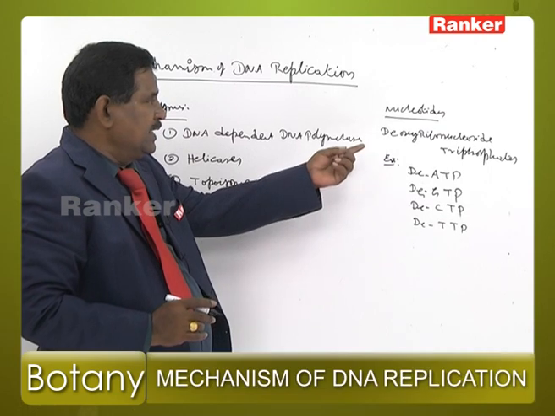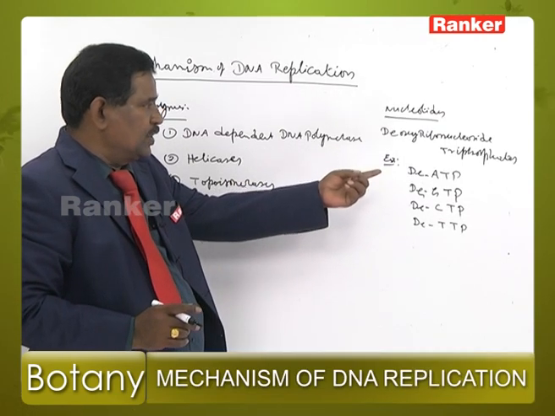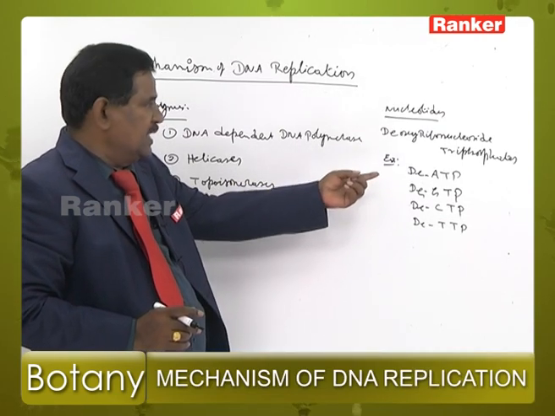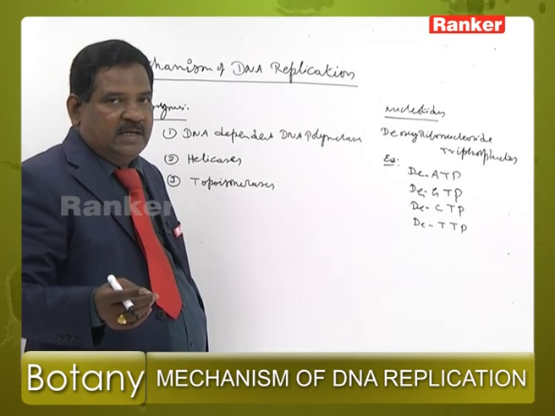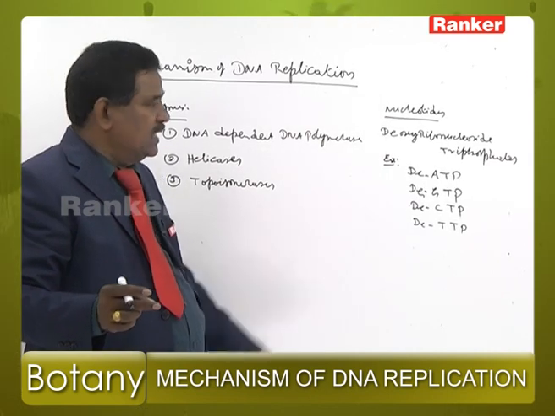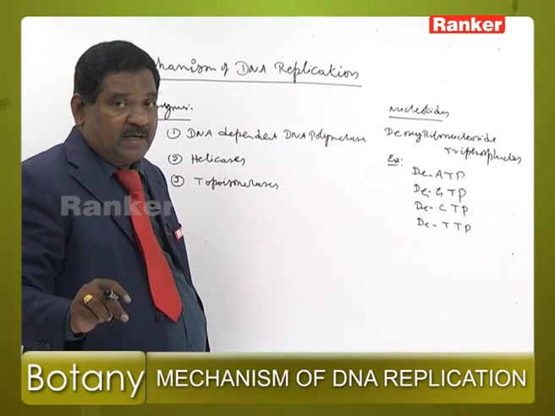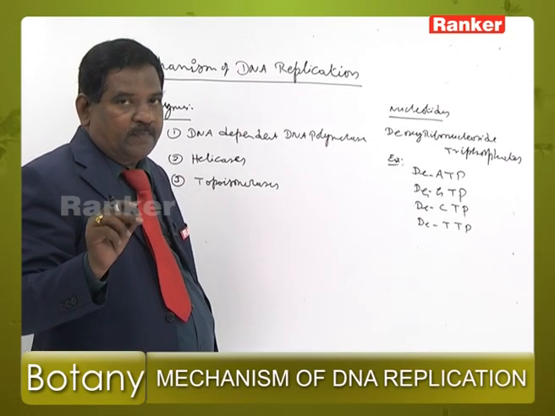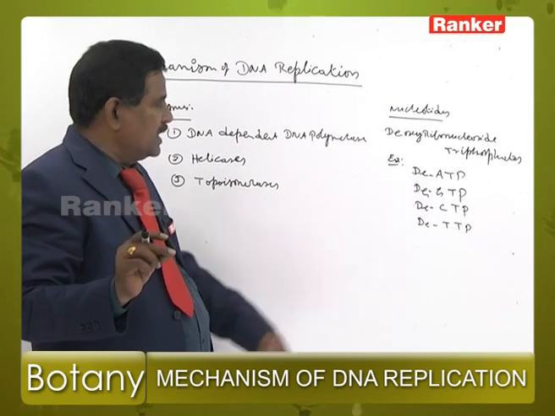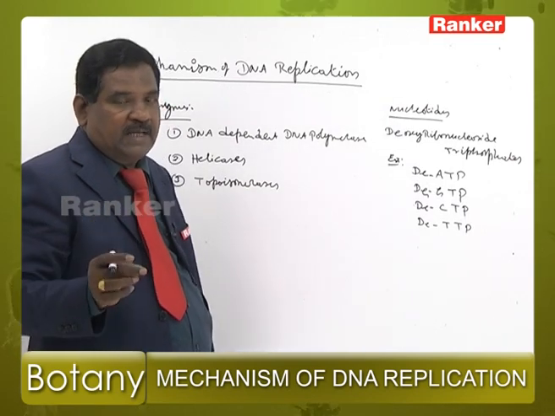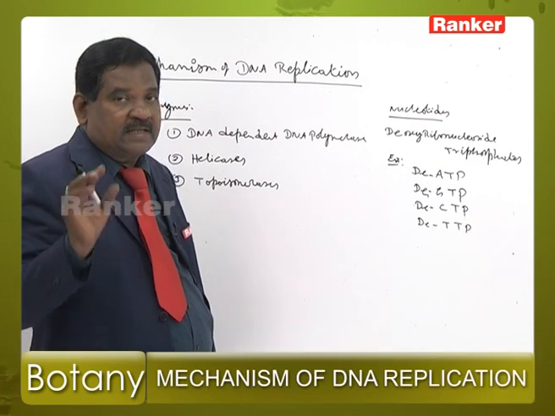These deoxyribonucleoside triphosphates, like deoxyadenosine triphosphate, deoxyguanosine triphosphate, deoxycytidine triphosphate, deoxythymidine triphosphate, play a dual role. One function is to act as substrate, another function is to provide energy.